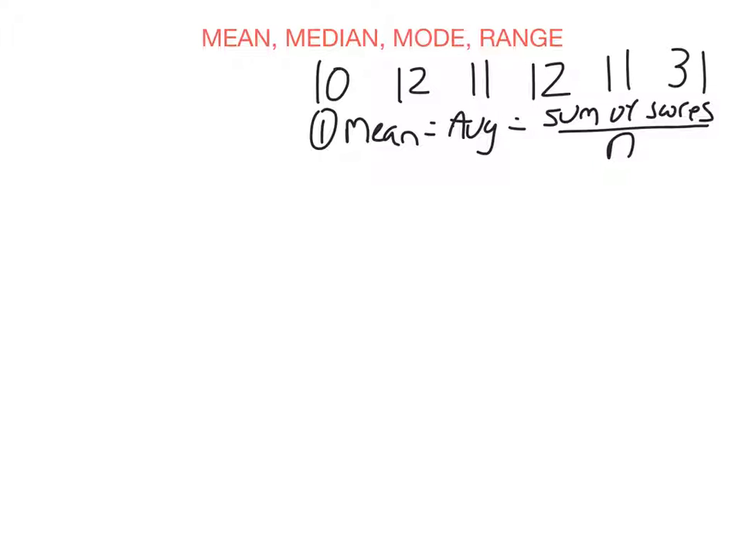So I know you probably already know most of this. I just want to make sure you're not getting mixed up between mean, median, mode, and range. So the mean in this case would be 10 plus 12, so you get the idea. Just add them all up.